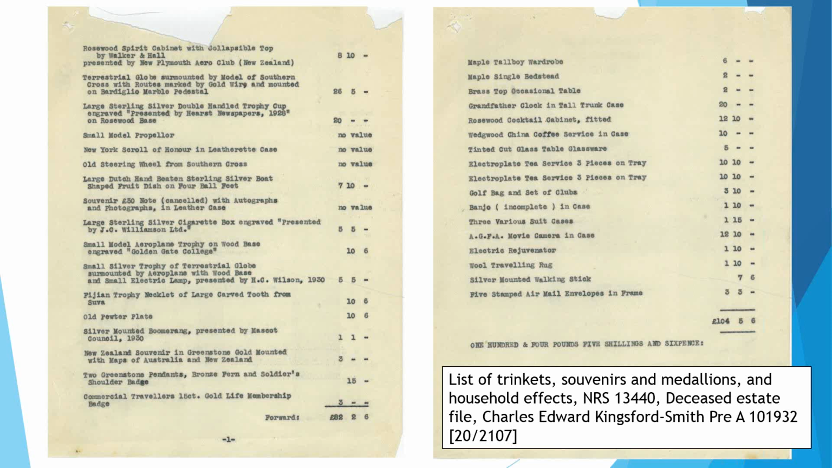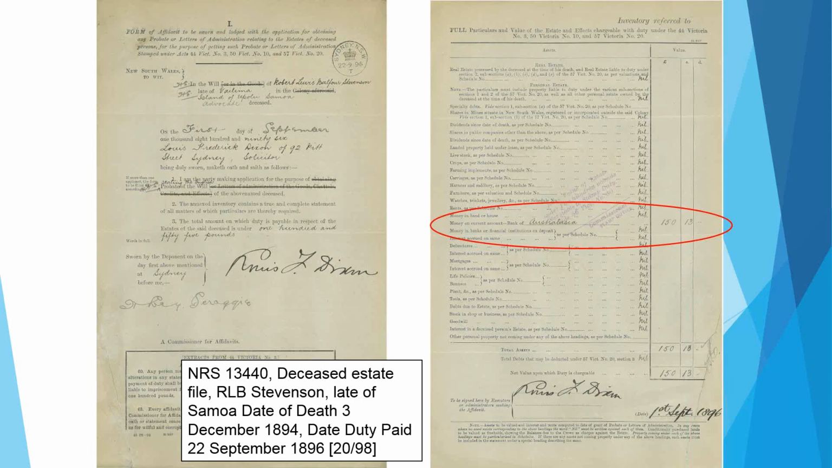And so we've also got lists of the charms and the other things that he was given over time. So I imagine almost everywhere he went, he won something or was given something as he was feted around the world.